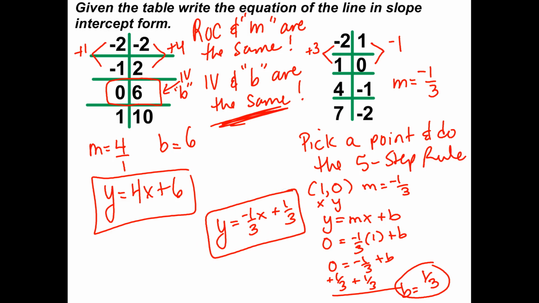Okay, that is what that is, because I don't see 0 and a number in here. We don't see 0 and a number. We see 1 and 0, and then it's somewhere between here. But hey, let's just do this. Pick a point, do the 5-step rule. Okay, I want to see all this written down.